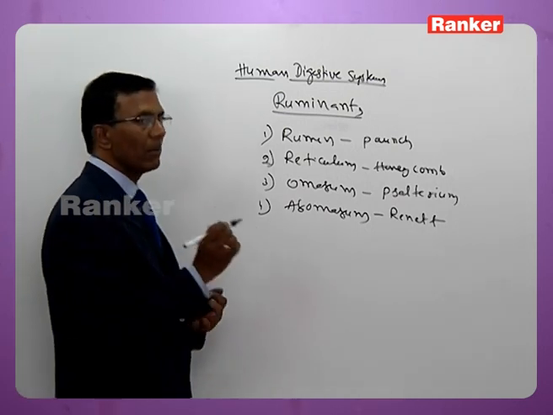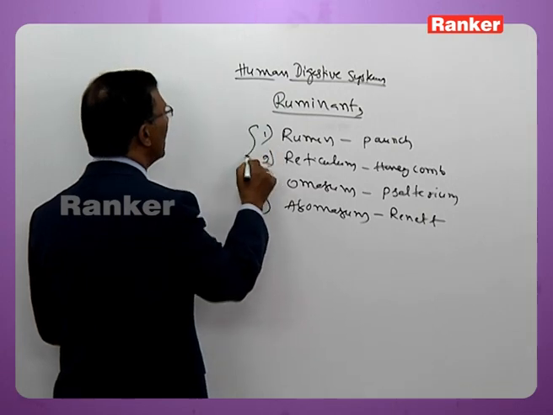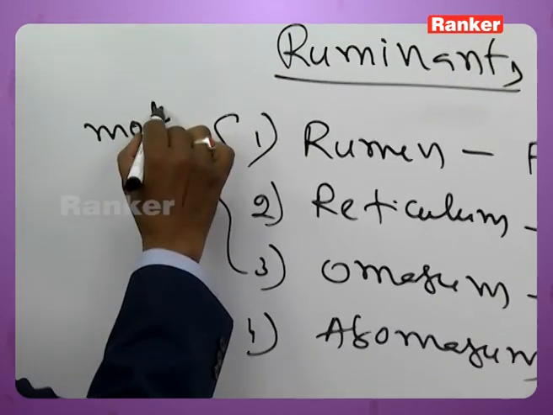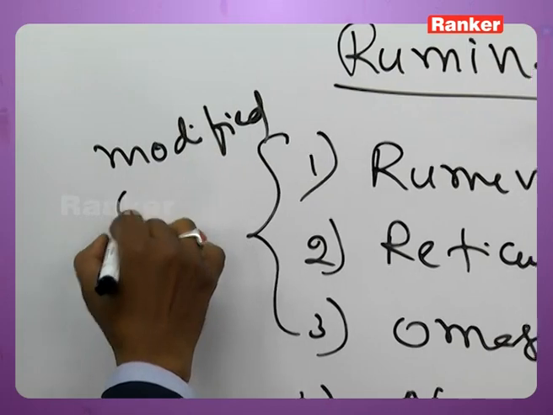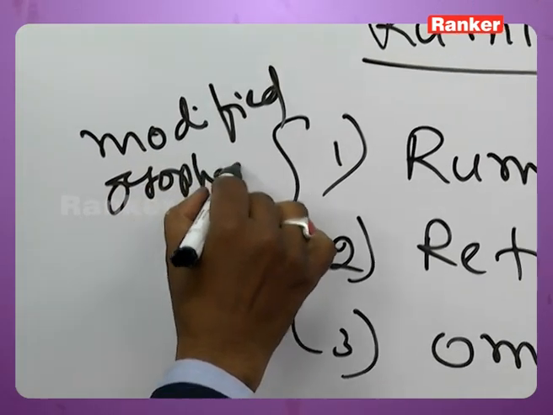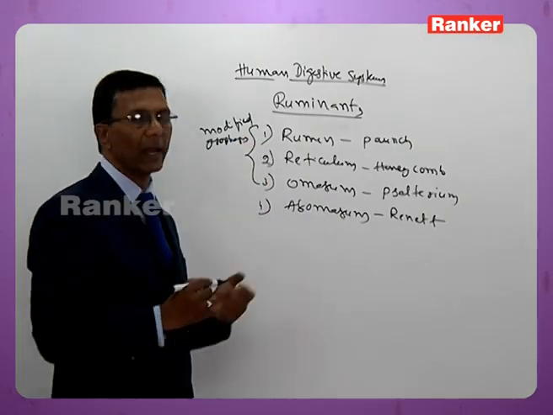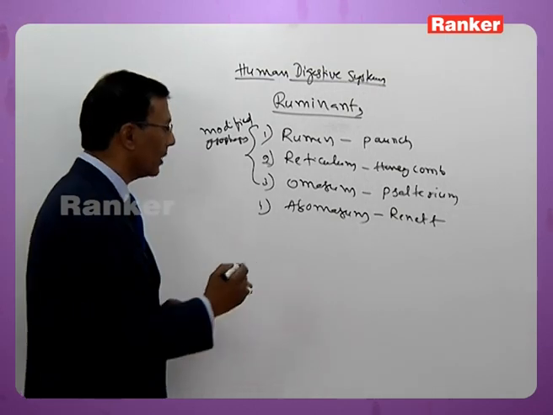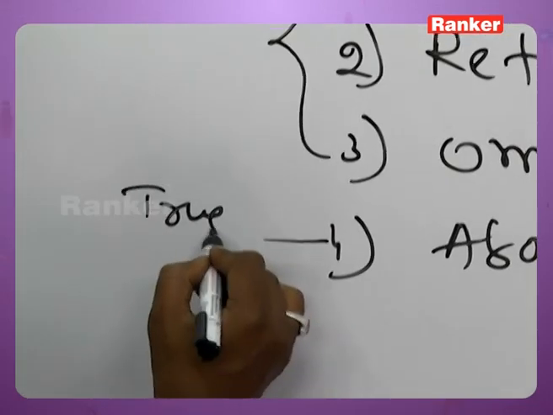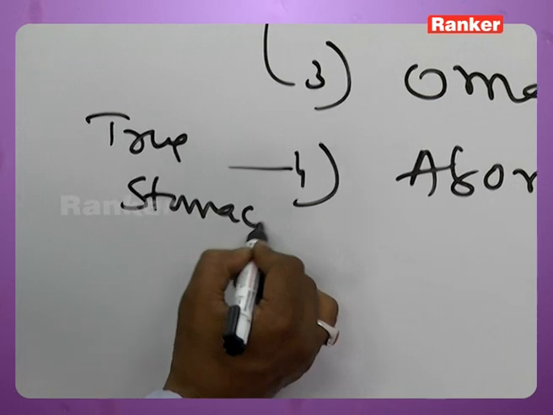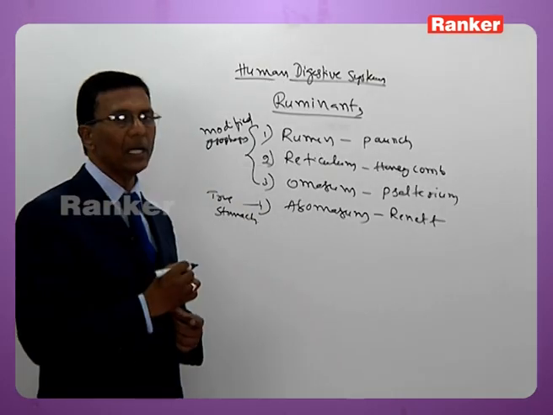Now, dear students, remember, among these four, the first three are modified esophagus. Modified esophagus is a most important question for MHT CET, COMEDK and other exams. Abomasum is the true stomach.